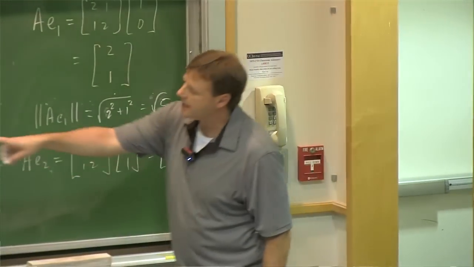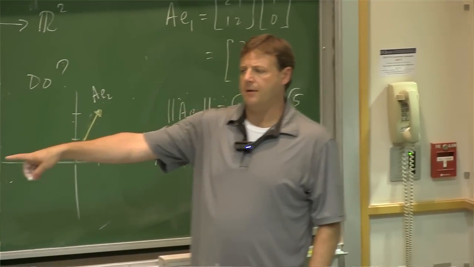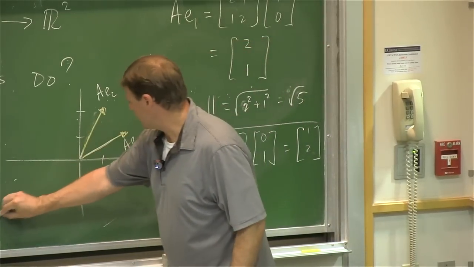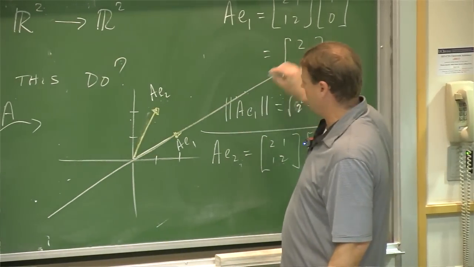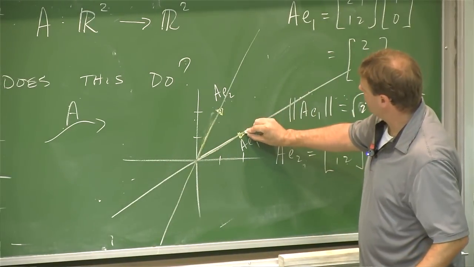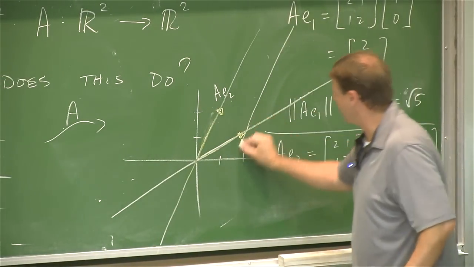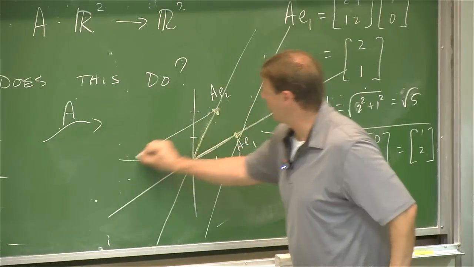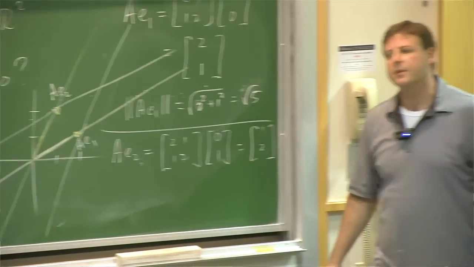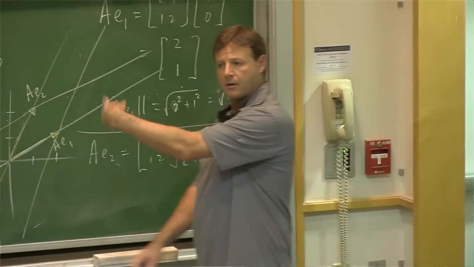So what has it done to that nice perpendicular grid that we had? It's given us this grid. So this is a line here, and this is a line, and then I can connect here and make that parallel, and connect here and make that parallel. So that's now what happened to our nice perpendicular grid under this map.